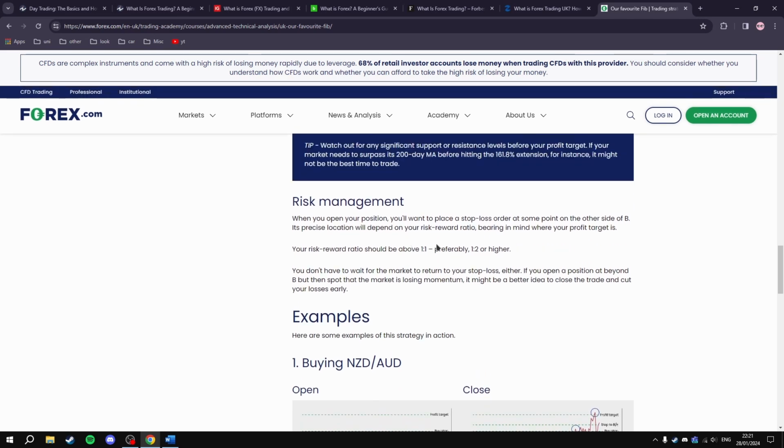Risk management. When you open your position, you'll want to place a stop loss order at some point on the other side of B. Its precise location will depend on your risk-reward ratio, bearing in mind where your profit target is. Your risk-reward ratio should be above 1 to 1, preferably 1 to 2 or higher. So you're basically risking, say, £50 for £100. You don't have to wait for the market to return to your stop loss either. If you open a position beyond B, but then spot that the market is losing momentum, it might be a better idea to close the trade and cut your losses early.